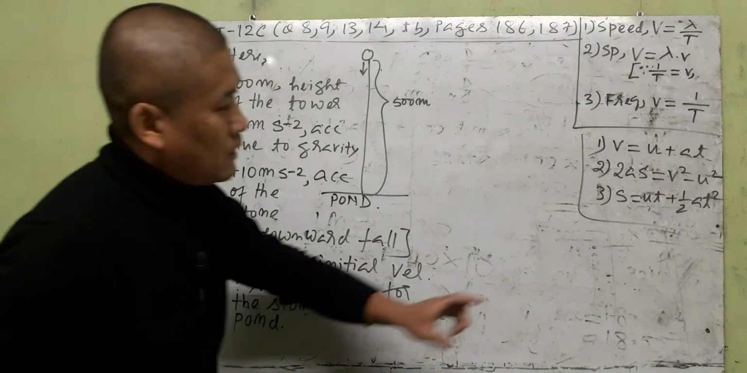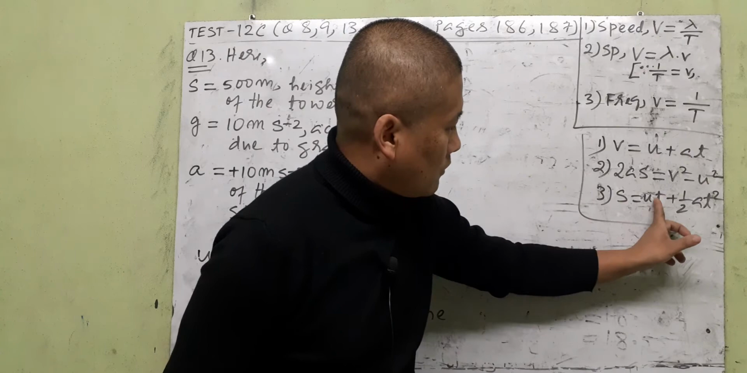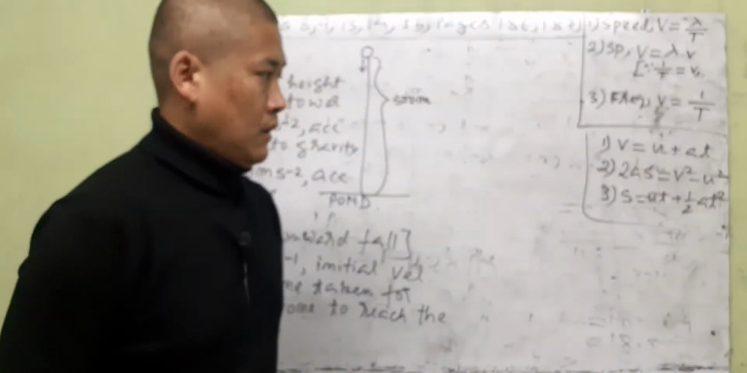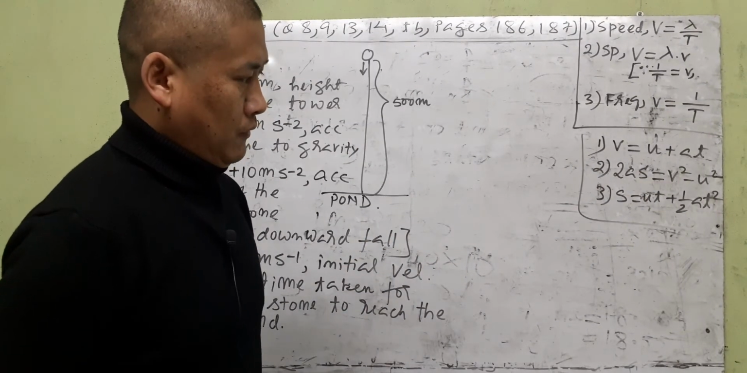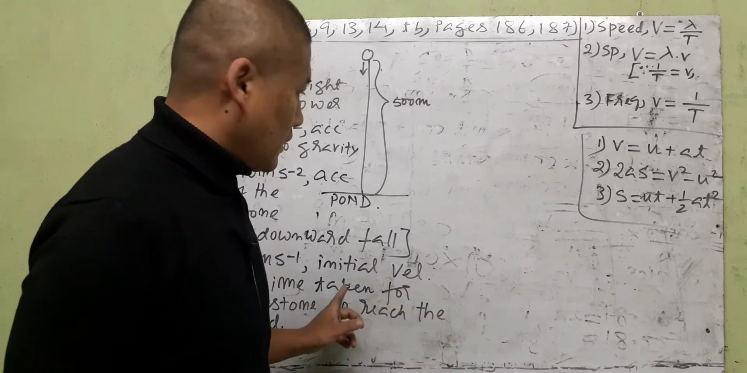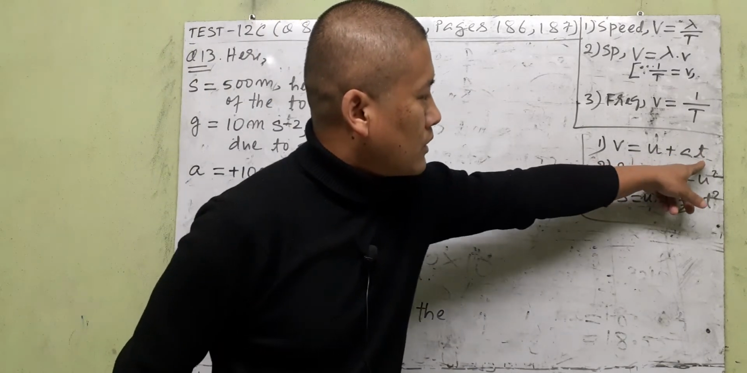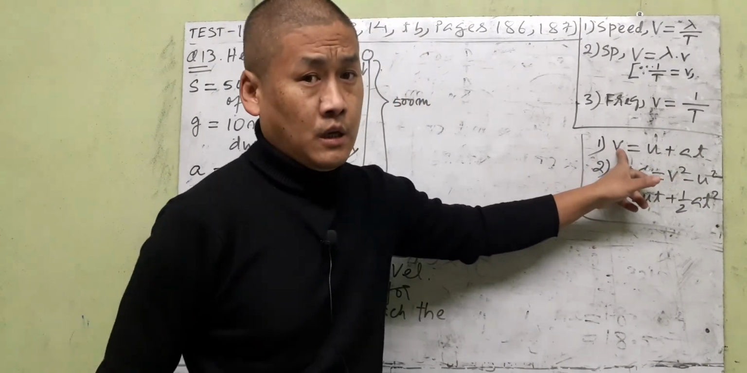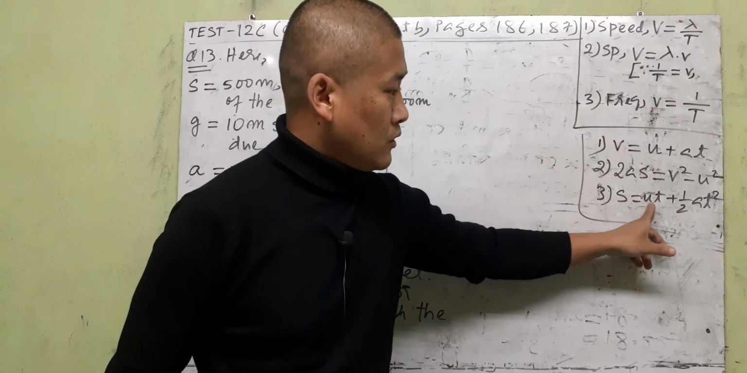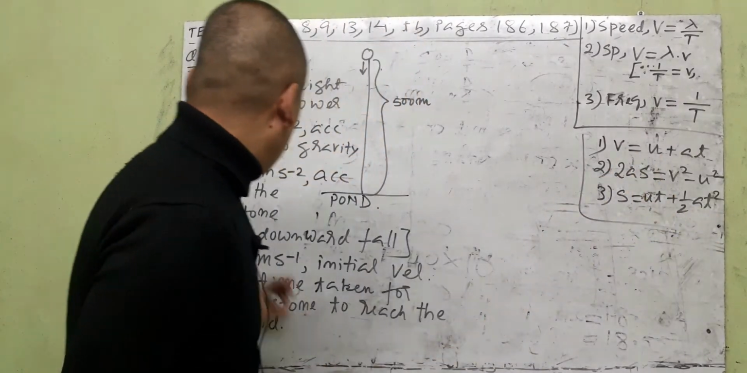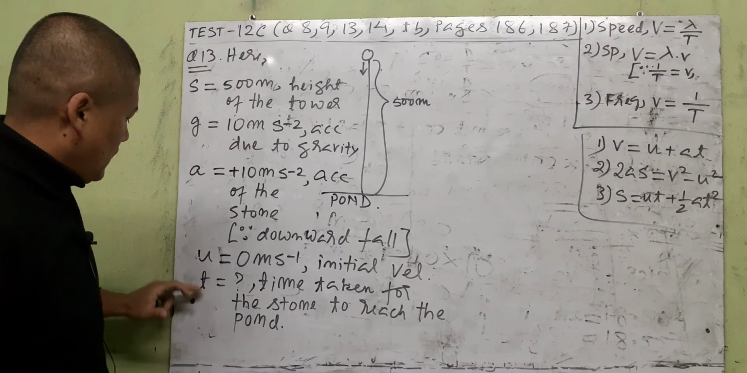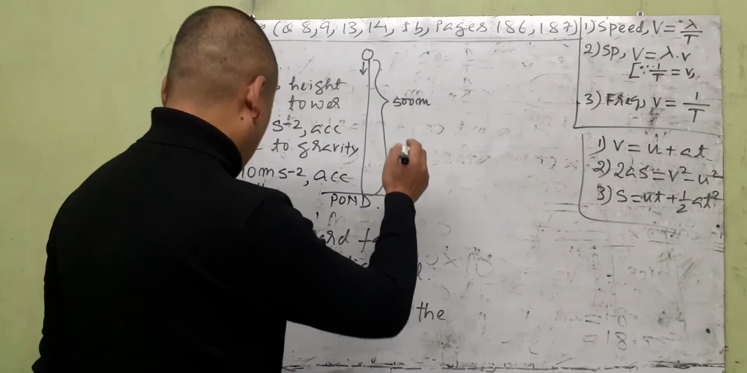S equals ut plus half at square is there. The third is the one where time is given and that matches our situation. The first one also has t, but we don't have the information for v, so we can't use it. But here s, u, t, a, t, A is there, s, t, u is there, so the third one is the appropriate one.